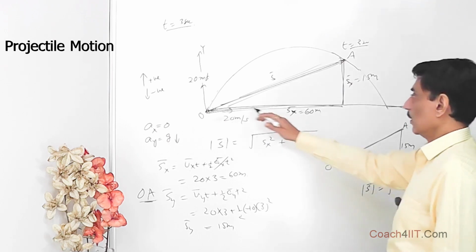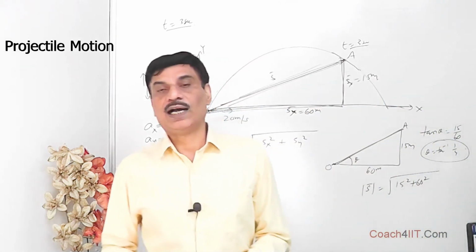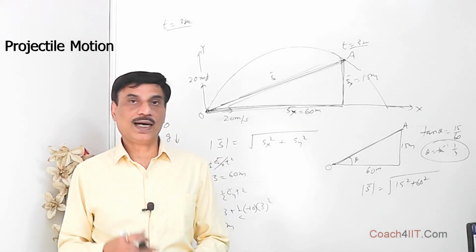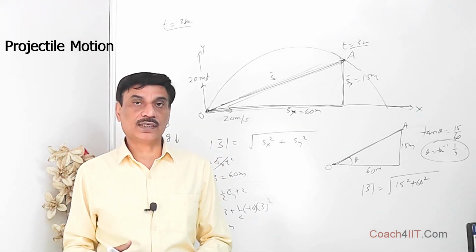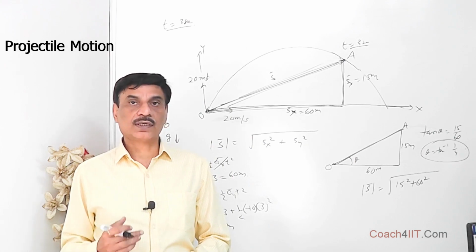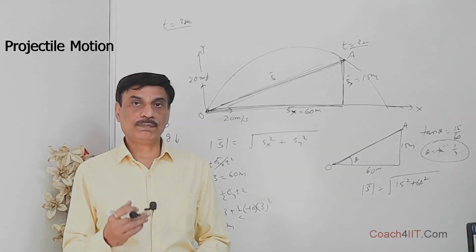So we have found both things. We have found the magnitude of this vector and also the angle of this vector. And if required, we can also represent this vector in the usual vector notation comprising i cap, j cap and k cap also.